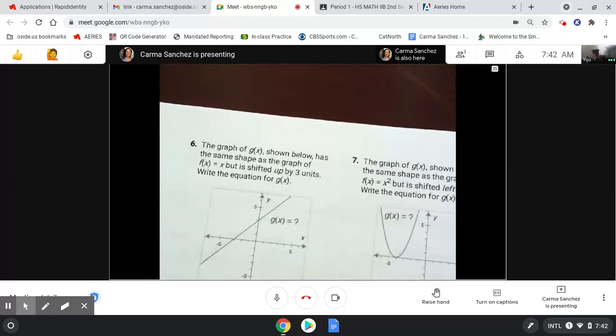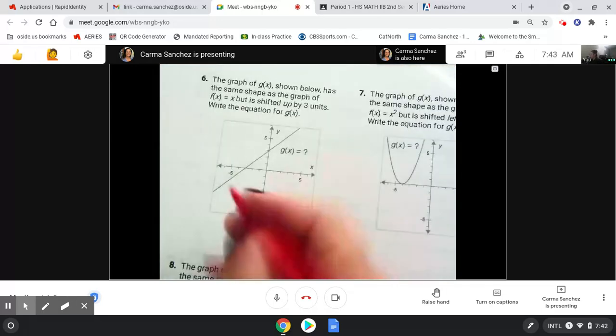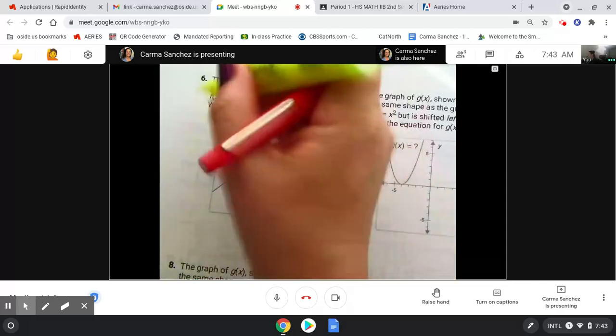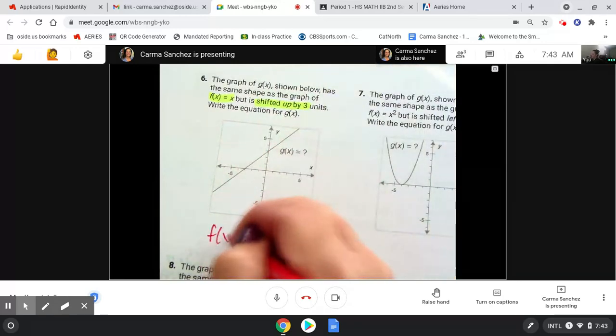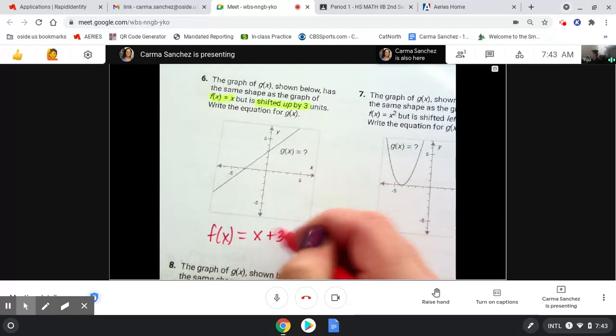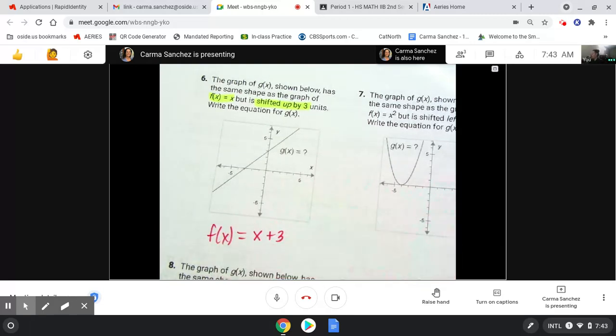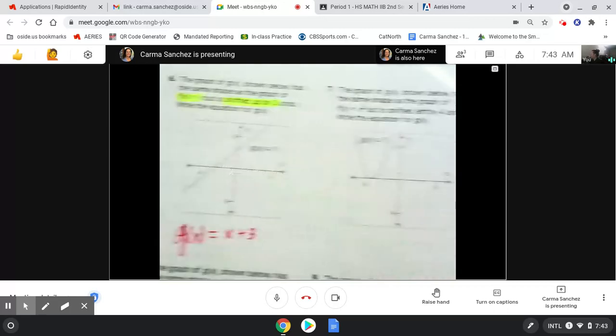Okay. The graph of g of x shown below has the same shape of the graph of f of x is equal to x, but it's shifted up by 3 units. Write the equation for g of x. So we take the base parent function, f of x is equal to x, and we apply the shifted up by 3. Remember that shifting up and down, the sign doesn't change or anything. We just say plus 3 to the entire function. Done. Oh, sorry, this is a g of x. Make that a g.